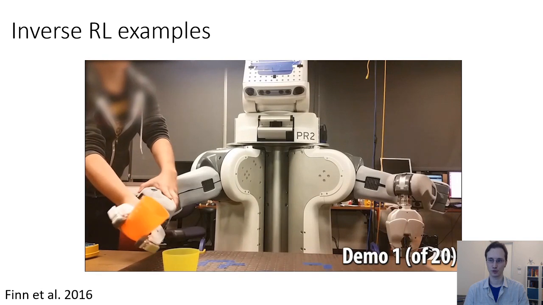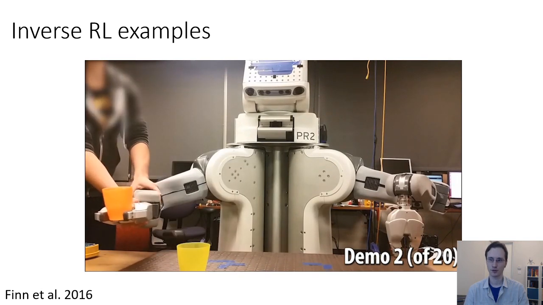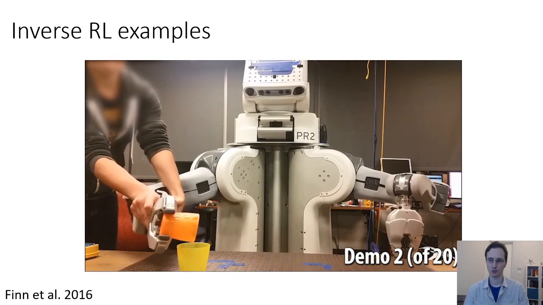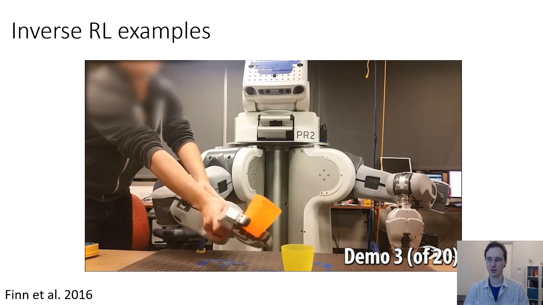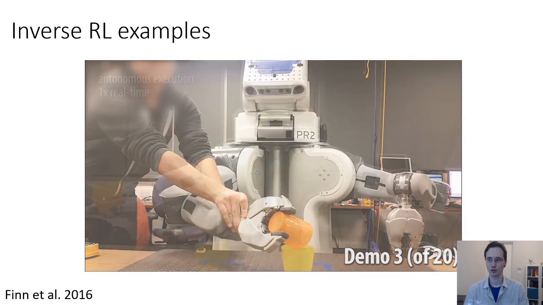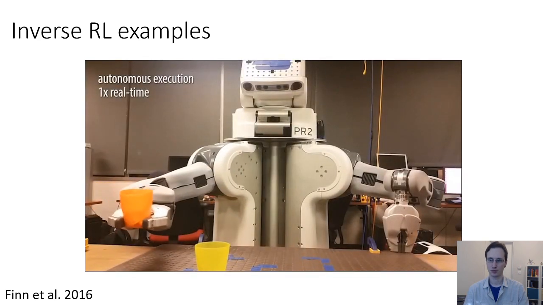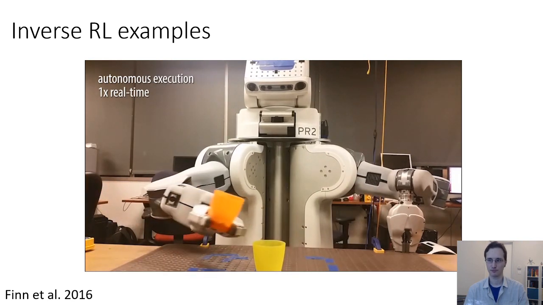And of course, we can turn this into real-world algorithms. So here, this is an experiment done by Chelsea Finn. Chelsea is demonstrating to the robot a behavior for pouring from one cup into another. And the robot is not just going to copy this behavior. What it's going to do is infer its goal, which is to position the orange cup over the yellow cup, and then pour into a cup at a different location. The way that it does the physical pouring might be a little bit different, but the goal will be the same.